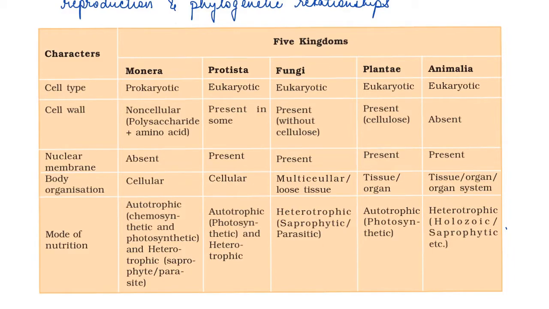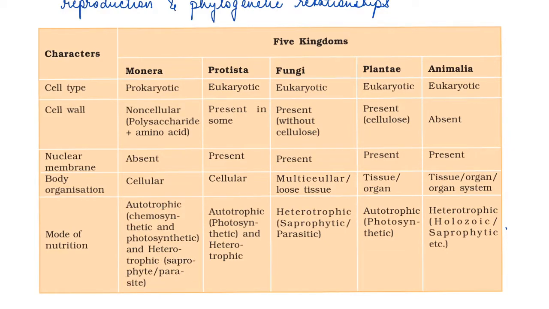Okay, now what is the mode of nutrition for them? Whether they can prepare their own food and are autotrophic, or they are dependent on someone else, which is heterotrophic. So monerans are autotrophic as well as heterotrophic. They can prepare their own food through the process of photosynthesis, and in some cases they can depend on another organism. They can be a saprophyte or parasite.